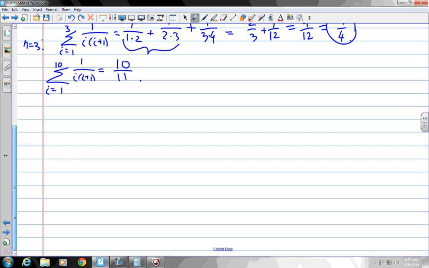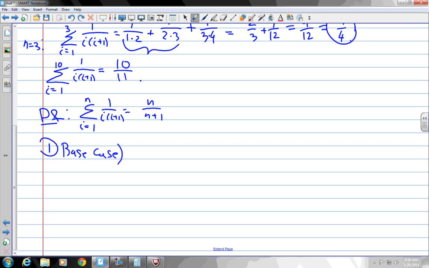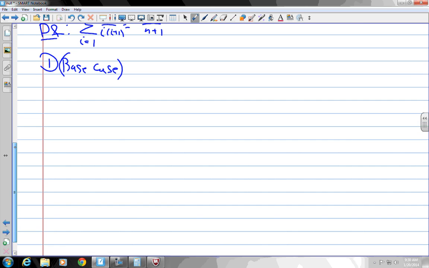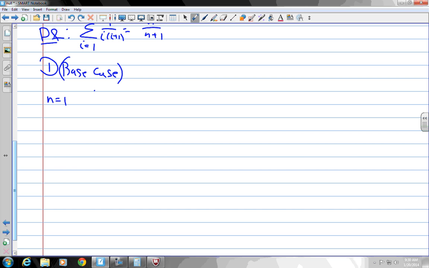Okay, so the proof. Again, we're trying to prove that this equals n over n plus 1. So the base step, we already established that. So n equals 1. The summation i goes from 1 to 1 of this equals 1 half. So it checks out.